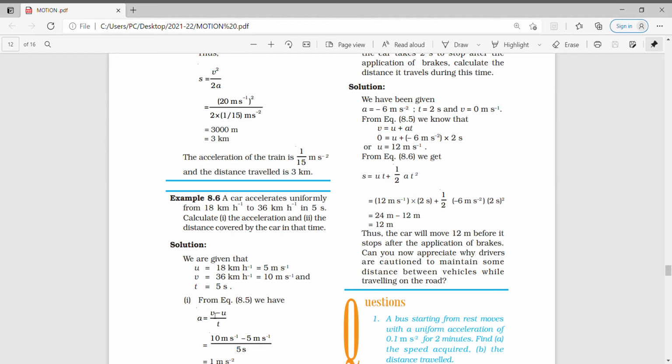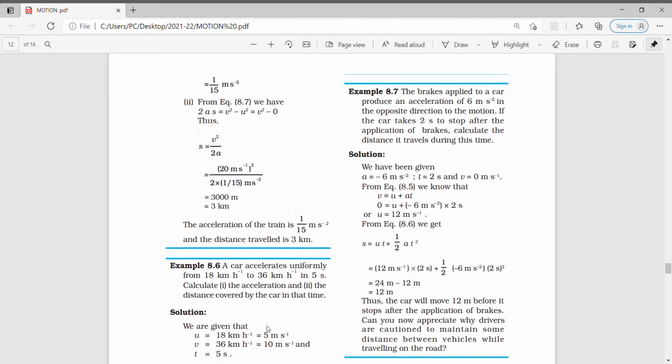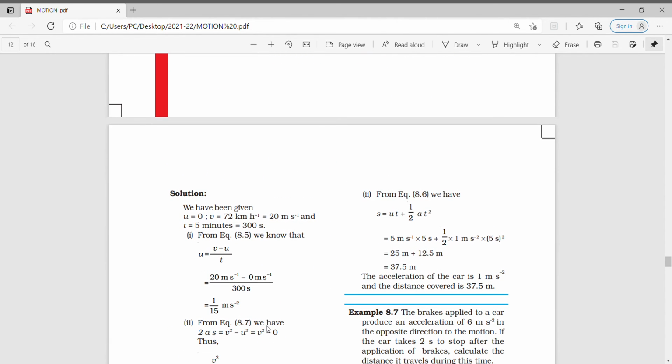So acceleration will be v minus u upon t. Just put values and solve it. We get 1 meter per second square. And then we have to calculate the distance covered. For finding the distance covered, now look here carefully.